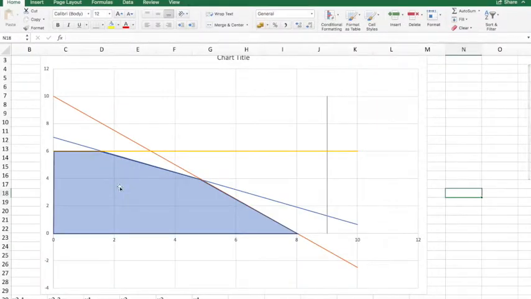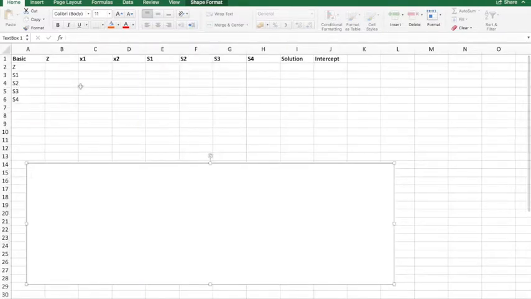Okay, so what I've done is I've plotted the feasible region for you. So you can see in the shaded blue area where the feasible solution is. Now, we need a starting point. So remember, the simplex method starts with the basic feasible solution. And we can start at this point A, and that is the point that x1 and x2 is equal to 0.